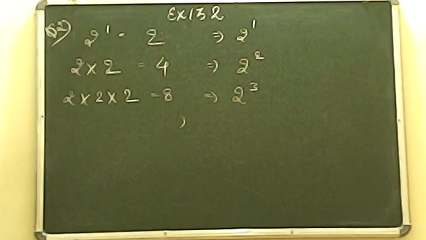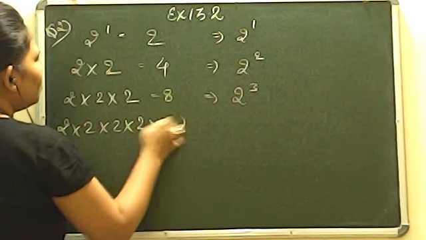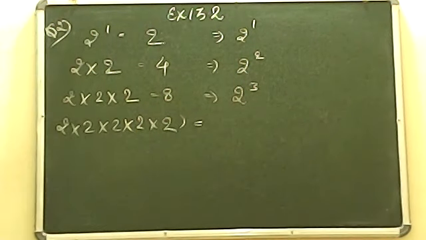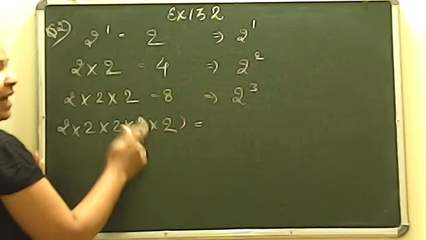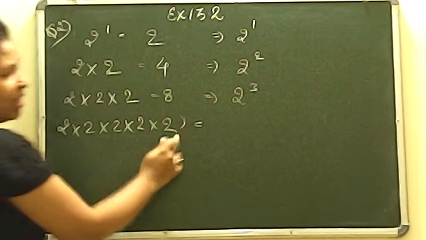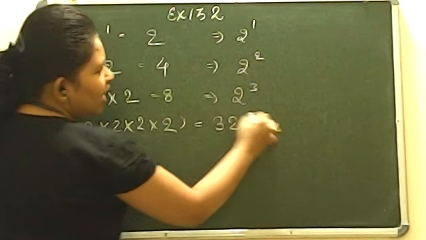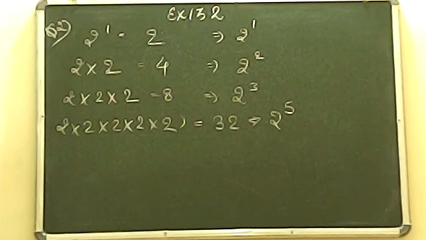Now if you have 2 into 2 into 2 into 2 into 2, can you please tell me what should you get right now? 2 into 2 is 4, 4 2s are 8, 8 2s are 16, 16 2s are 32. It is coming till 32 and 32 is 2 to the power 5. The same way 16 can be written as 2 to the power 4.